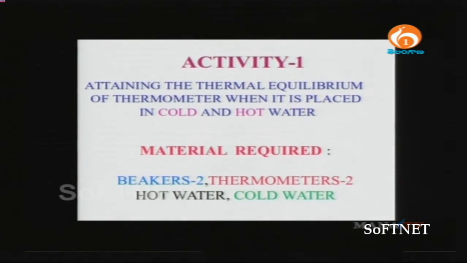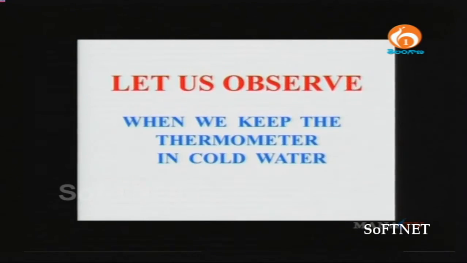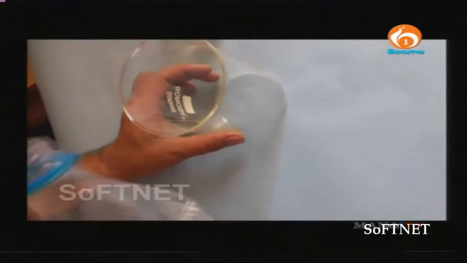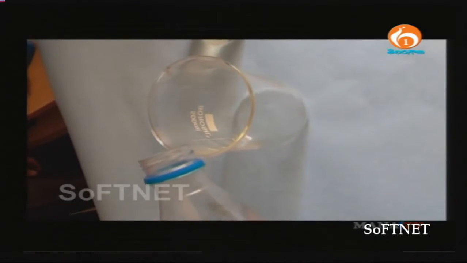Attaining the thermal equilibrium of a thermometer when it is placed in cold water and hot water. Materials required: 2 beakers, 2 thermometers, hot water and cold water. Let us observe when we keep the thermometer in cold water. Pour the cold water in a beaker.